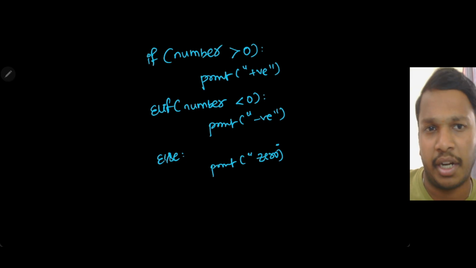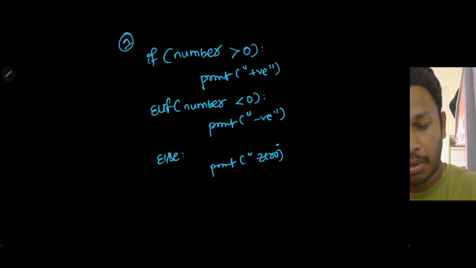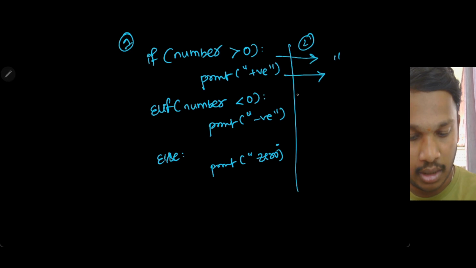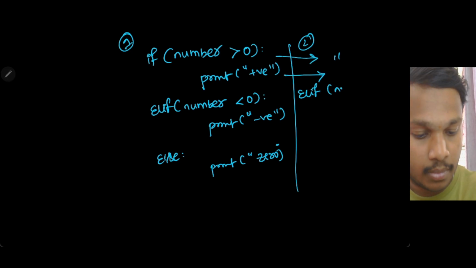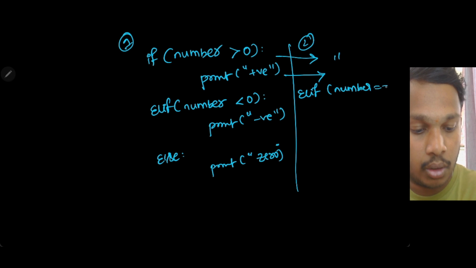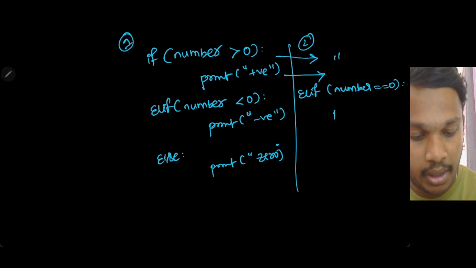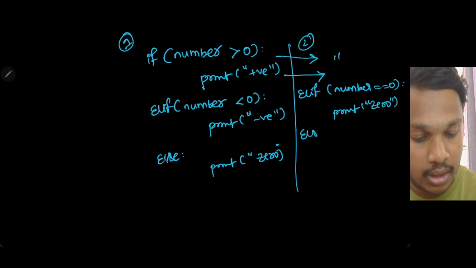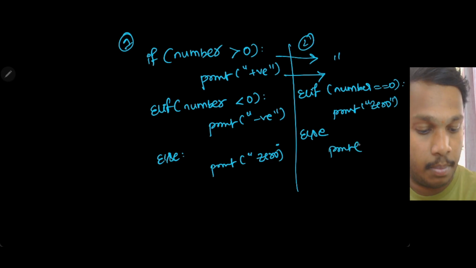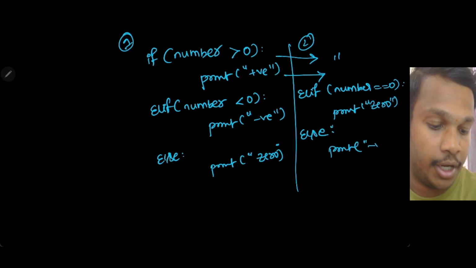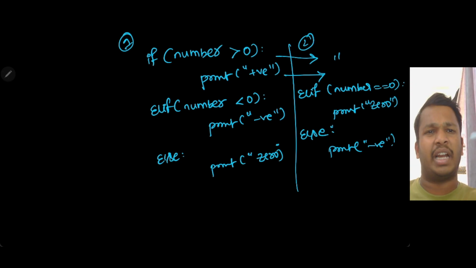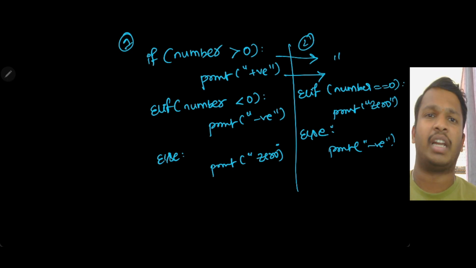This program can be written in multiple ways. This is one way. Some people will write it like this. The first two lines are the same, the first line same as it is, second line same as it is. Else if number equal to 0, then they will print 0. Else print negative. People can write in different ways.